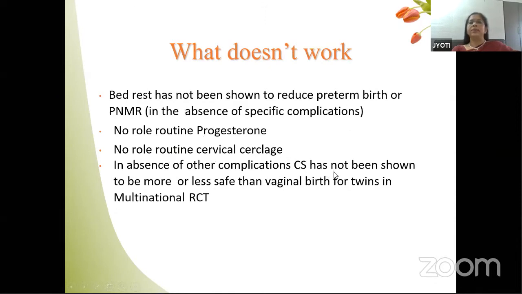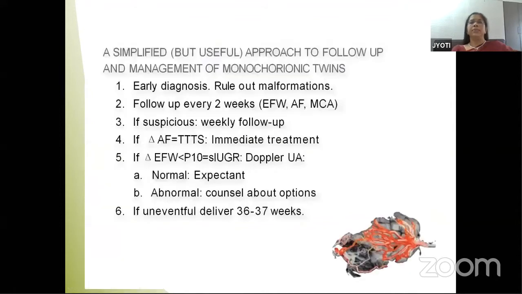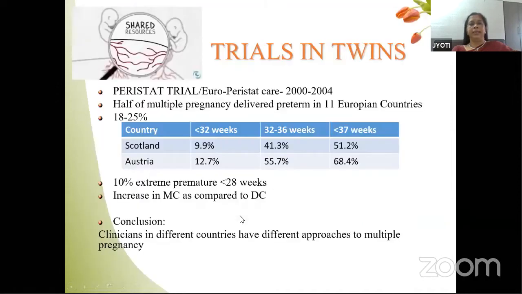In the absence of other complications, CS has not been shown to be safer than vaginal birth for twins in multinational RCTs. So the simplified approach for monochorionic twins is early diagnosis, rule out malformation, and follow every 2 weeks by fetal Doppler. If suspicious for TTTS, do the treatment. If FGR, do a Doppler and decide on the management. Uneventful, terminate at 36 to 37 weeks. There are a few slides on trials in twins for postgraduates.